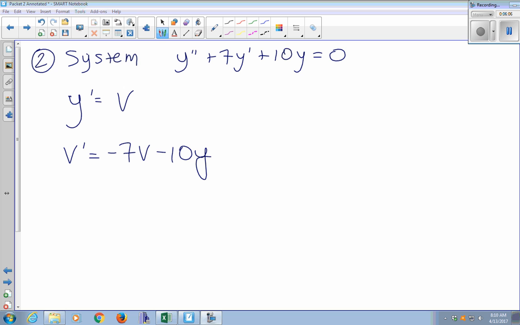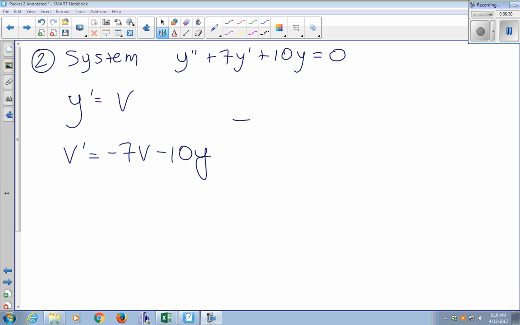I've asked you to do this several times, take a second order equation and convert it to a system, but then we've sort of stopped. That's the extent of the question. Now we're going to use the fact that we have lots of tools to analyze a linear system, all the tools from chapter 3, finding eigenvalues and eigenvectors, to actually solve it.